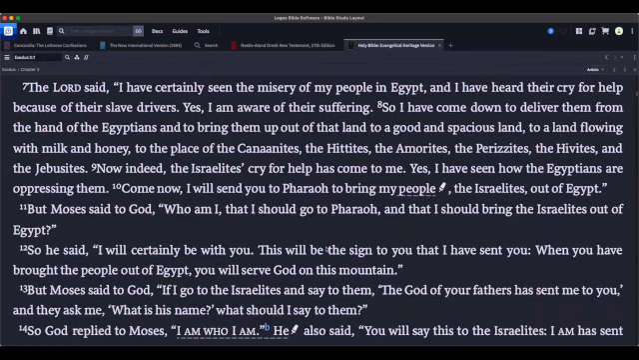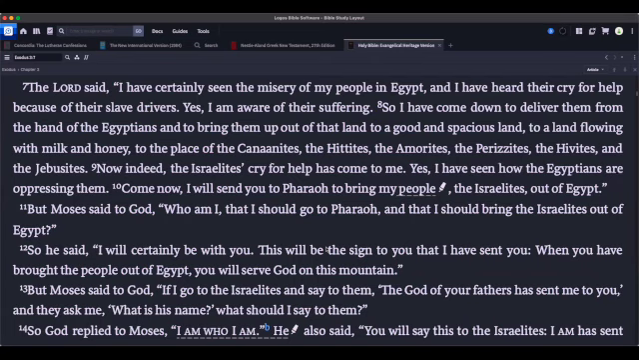The Lord said, I have certainly seen the misery of my people in Egypt, and I have heard their cry for help because of their slave drivers. Yes, I am aware of their suffering. So I have come down to deliver them from the hand of the Egyptians and to bring them up out of that land to a good and spacious land, to a land flowing with milk and honey. This is a fun one. We got a bunch of names here. To the place of the Canaanites, the Hittites, the Amorites, the Perizzites, the Hivites, and the Jebusites.